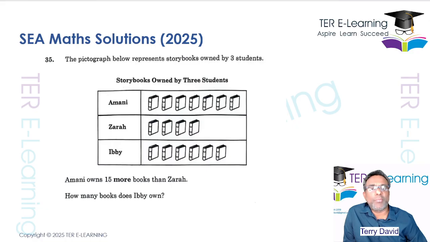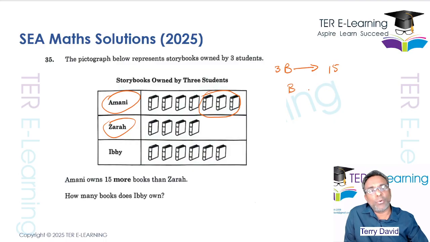Pictograph shows storybooks owned by 3 students. Amani owns 15 more books. So we're looking at Amani, that's here, and Zara. So the difference between these two on the pictograph is 3 books. So what that tells me is that 3 books is represented by 15. So therefore, we need to figure out what is one book. So one book will be represented by 15 over 3. So that's going to give us 5. So every book in the diagram represents 5.